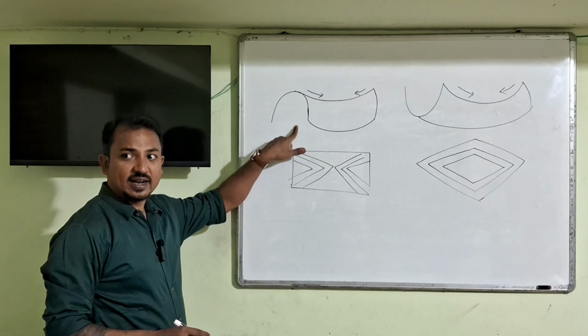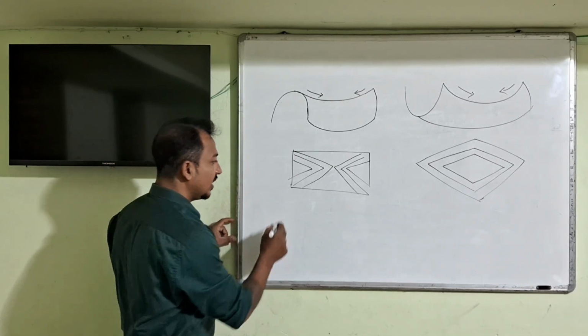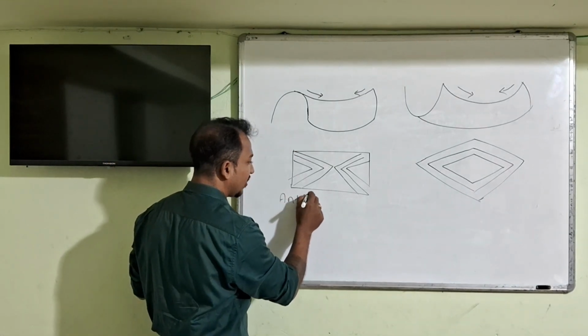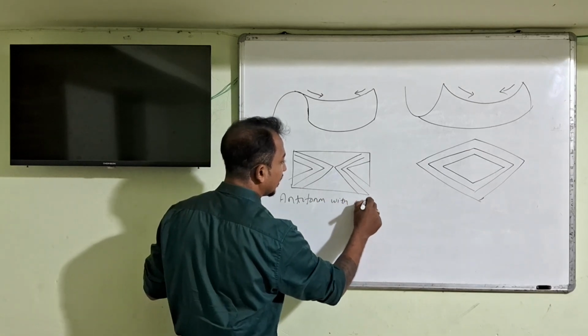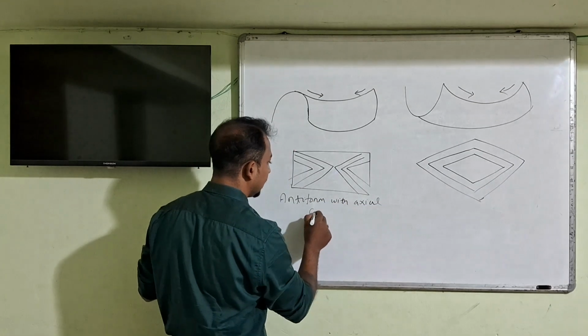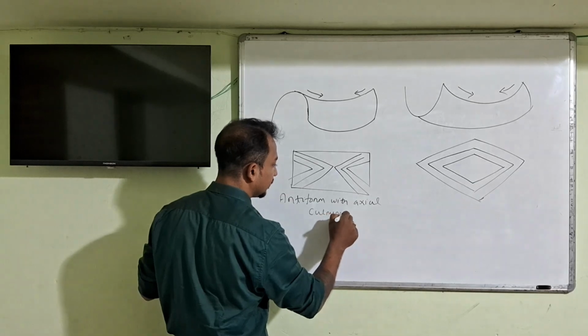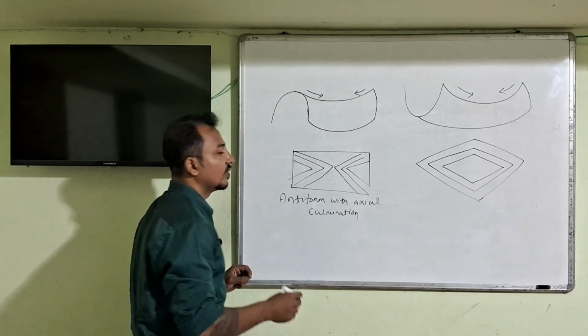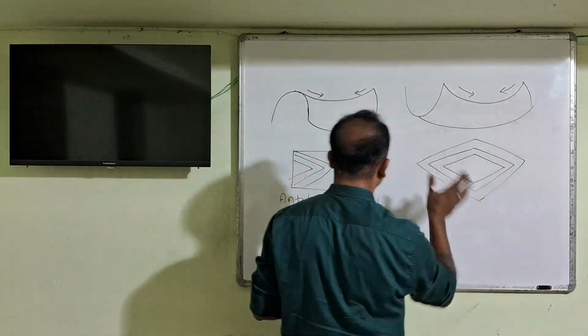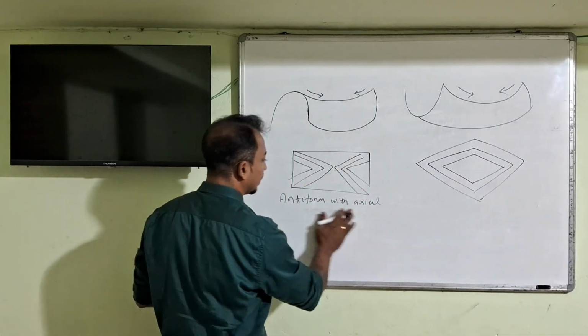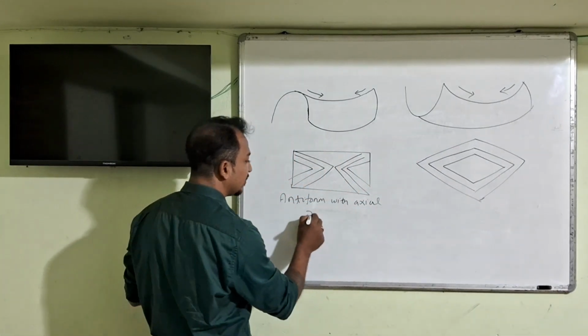So this is an antiform with axial culmination. Antiform with axial culmination. This is axial depression. This is an antiform with axial depression.